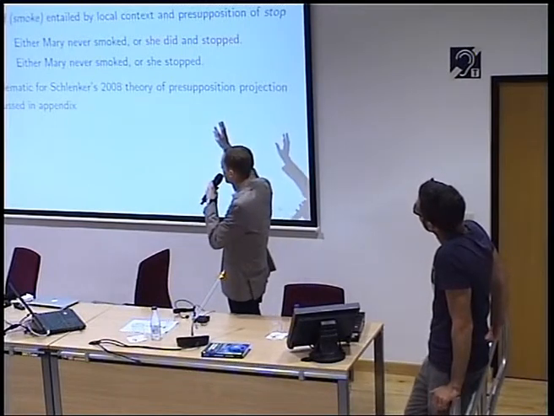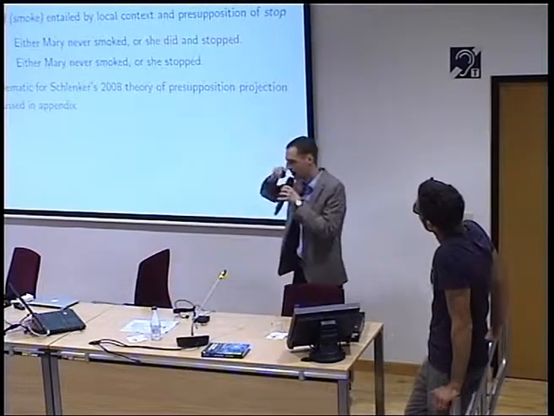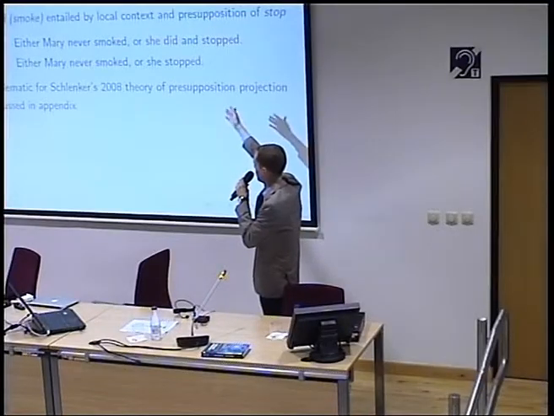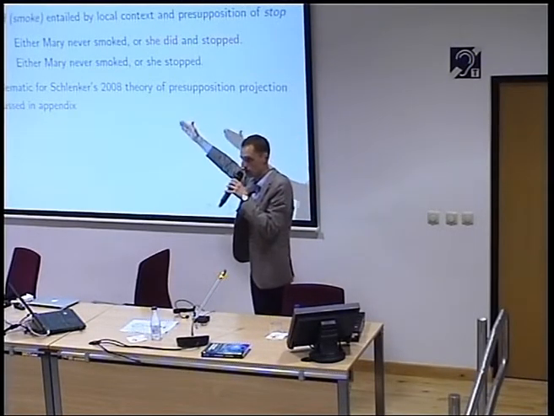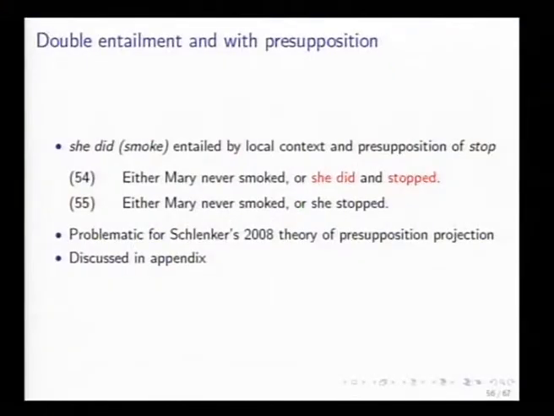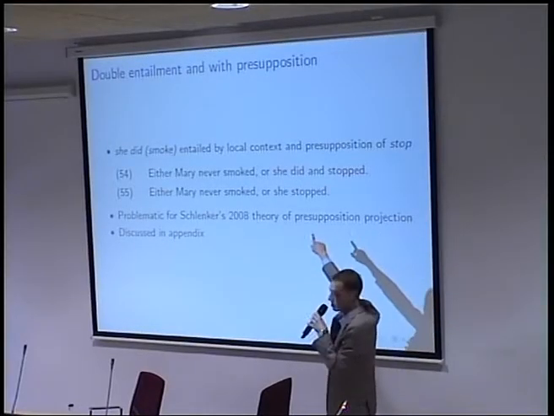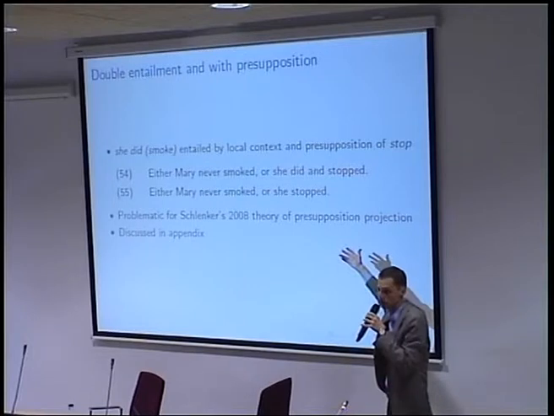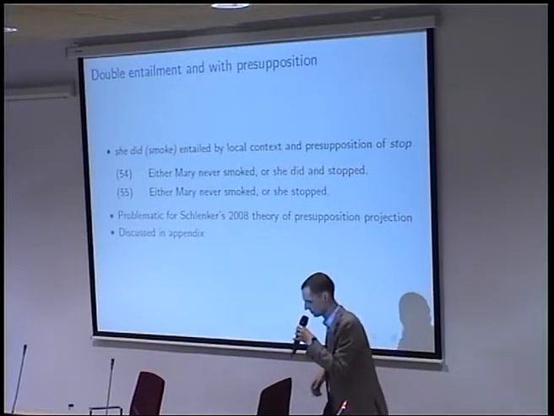So, okay, 54 versus 55. This is the crucial data, right? Either Mary never smoked or she did and stopped. For us, what we said is that this is basically a case where she did stop smoking is entailed both by its local context plus, in a way, the second conjunct with the presupposition, right? And what we've seen is that we make use of the good final notion so that we basically ignore what follows she did, in order to make 54 and 55, or the exhaustifications, non-equivalent, and thereby 54 becomes assertable.